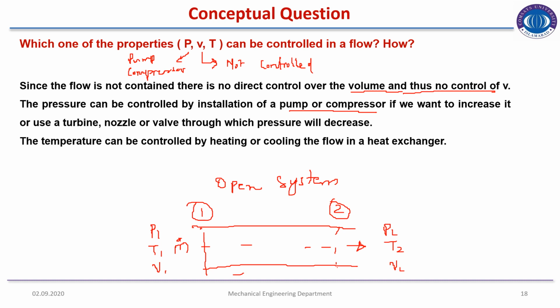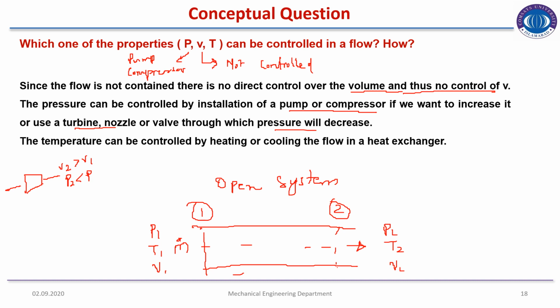Usually these devices are used to increase the pressure if you want to increase it. So pump and compressor are used to increase the pressure, and if you want to decrease the pressure, nozzle or turbine is used. So we have discussed the nozzle, in which velocity is increased, V2 is greater than V1, and pressure P2 is less than P1. So pressure is decreased in the nozzle. So if we want to increase the pressure, we will use pump and compressor, and if we want to decrease the pressure, we will use turbine and nozzles.